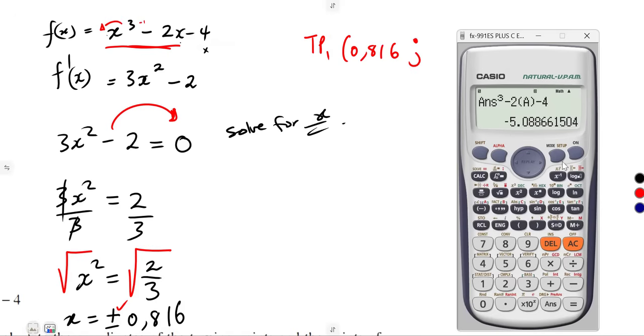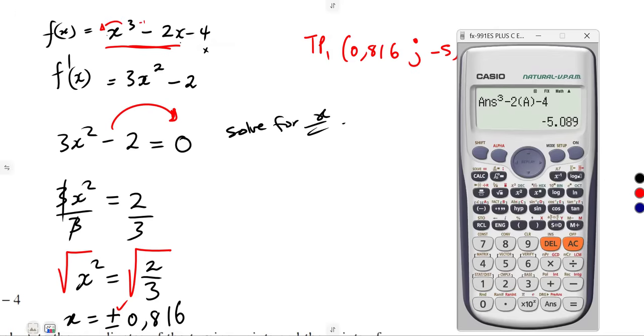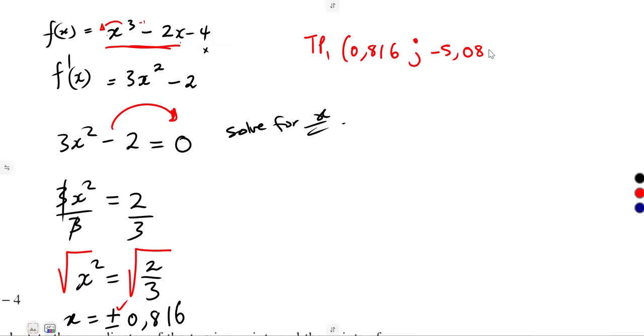Just fix your calculator, guys. Go to shift, set up, fix your calculator, press 3. It's going to give you answers to 3 decimal places, all right? So that's negative 5.089. That's our first turning point.